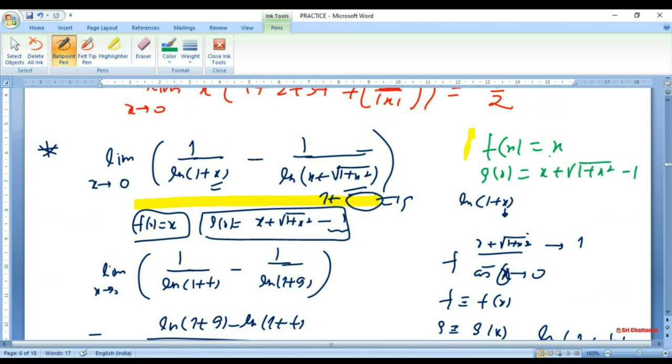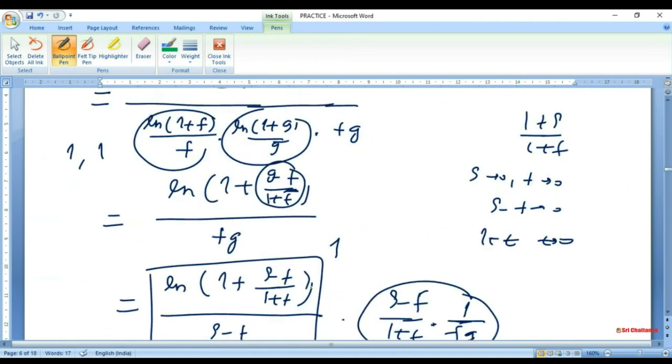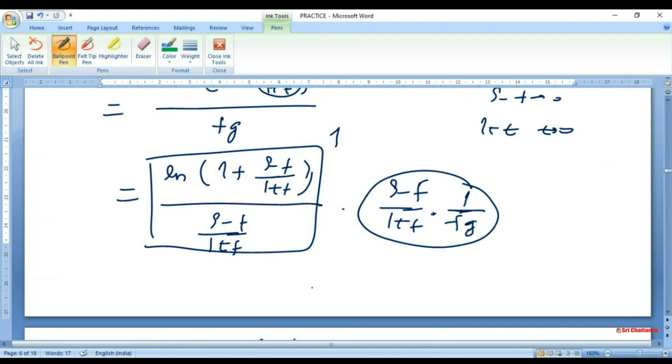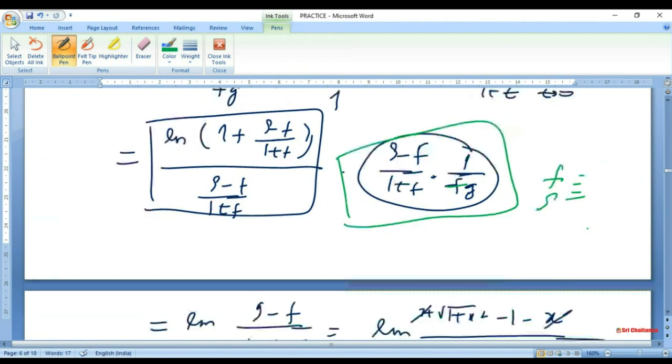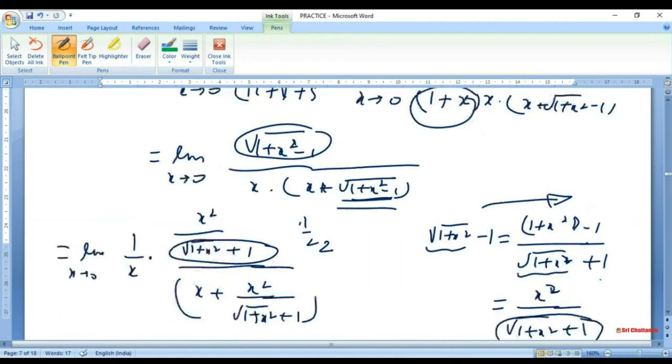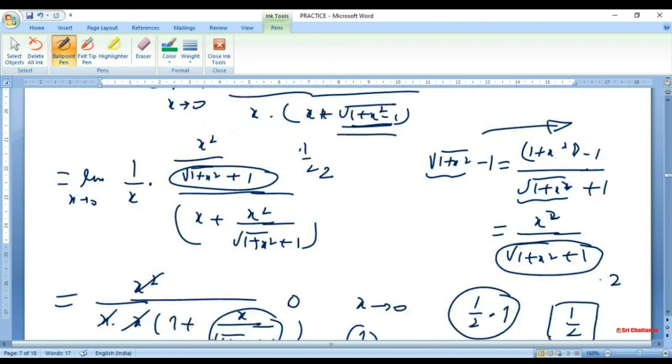And moreover, as x tends to 0, both f and g tend to 0. So ln(1 plus f) upon f and ln(1 plus g) upon g don't have any problem. Then finally ln(1 plus f), and these you escape, and quickly you go to the last step. That was g minus f upon 1 plus f and fg. Now is the time to see what f and g are, and when we calculate, we simply get the answer, and it comes out to be 1 over 2. And it was just some kind of multiplying by the conjugate, which I discussed, if you remember, in the first lecture itself.